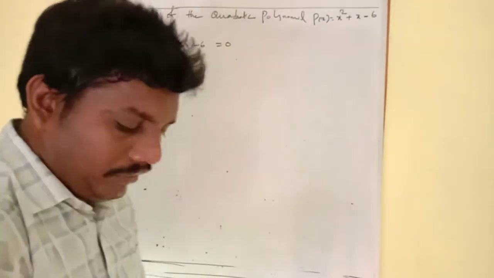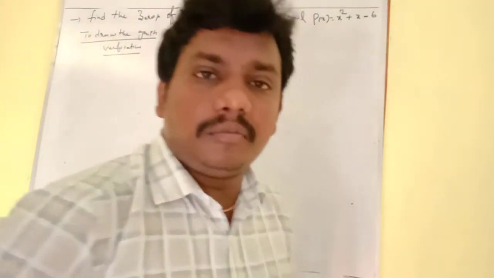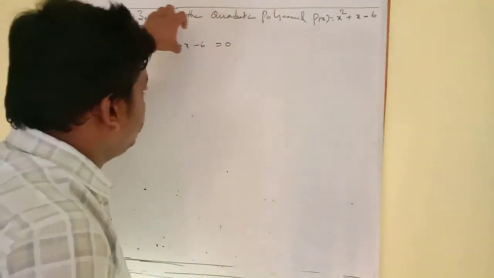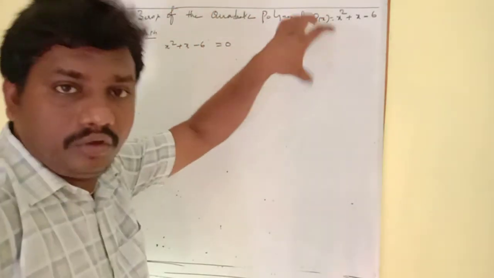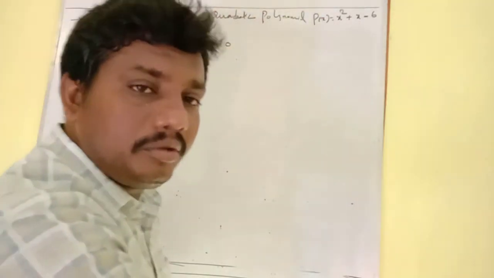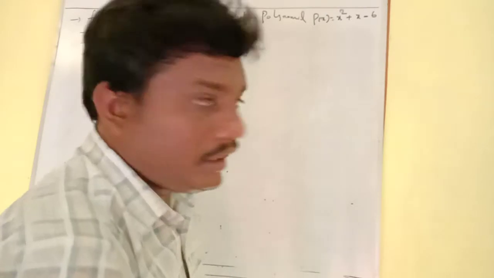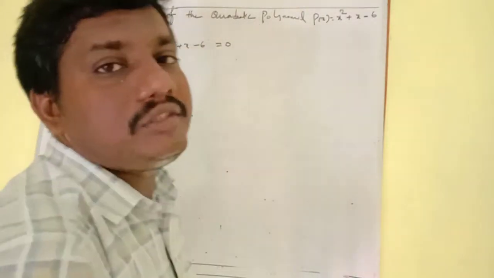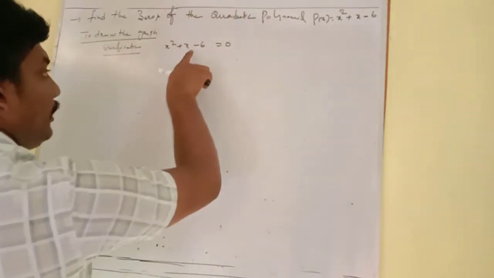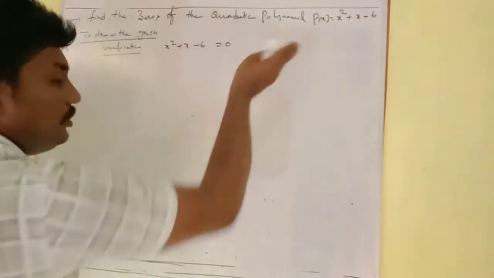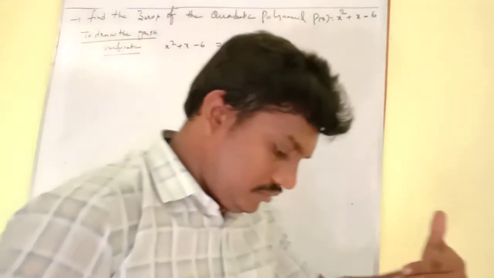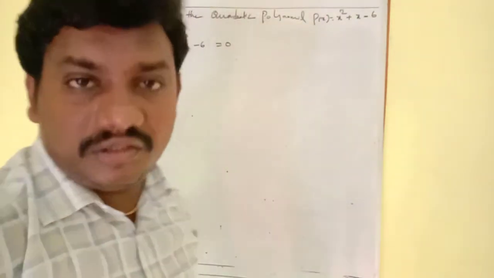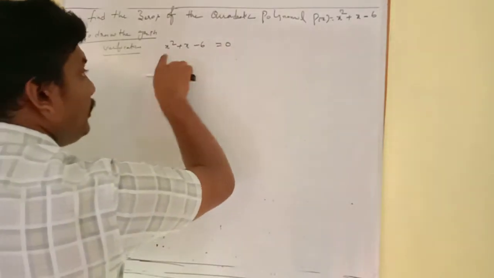Whenever we need to find the zeros of the polynomial, we make the total value 0. We know that when the value of the polynomial is 0, only then we get the zeros of the polynomial. Those real numbers only are taken as zeros of the polynomial. That's the reason why I am equating the given polynomial to 0.